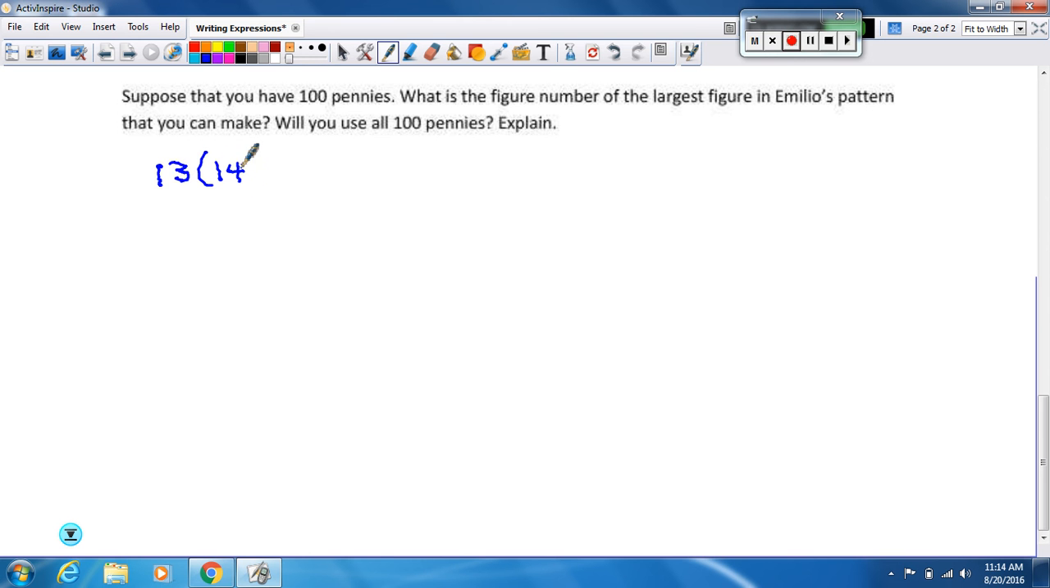Let's just start with 13 times 14 divided by 2. Because I know that 14 divided by 2 is 7, and 13 times 7 is 91, so that gets me close. If you had 100 pennies but you used 91, there are 9 left over in that case.